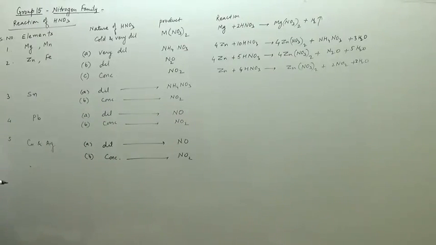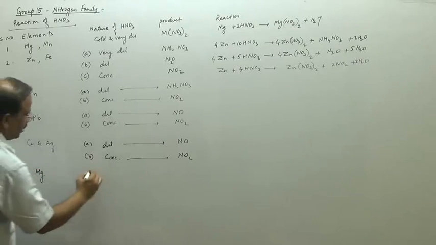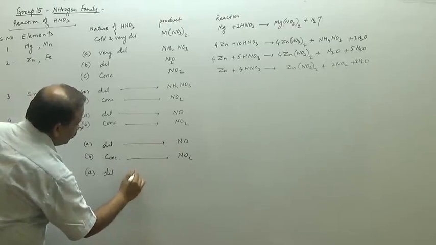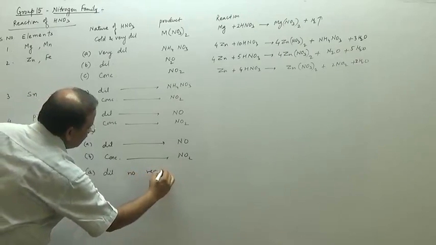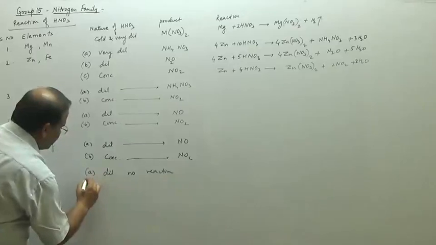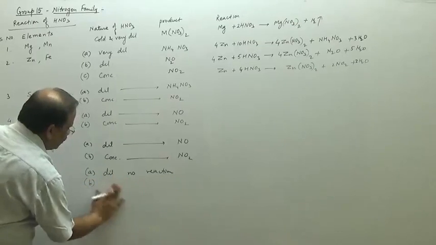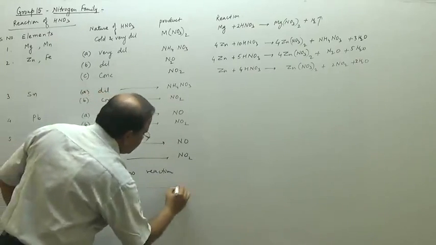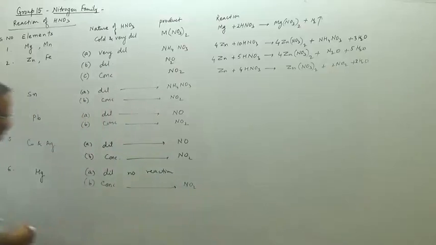Similarly, mercury does not react with dilute. Dilute, no reaction. Whereas in case of concentrated, there are no exceptions. We have to write that in concentrated it is NO2 which will be formed.